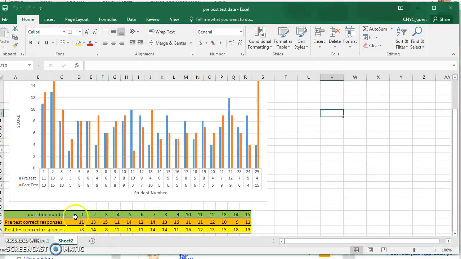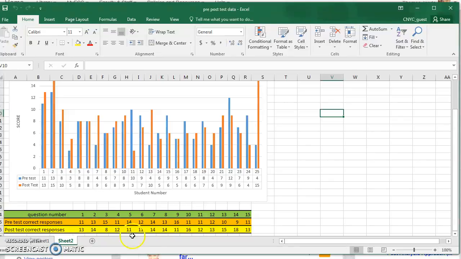These are question numbers. So out of 15 questions, this just tells me how many times they were answered correctly during the pretest and how many times they were answered correctly in the post-test. So these are just randomly generated numbers that I'm using. But in this case, question 3 was answered more poorly in the post-test. I wouldn't expect to see anything like that.